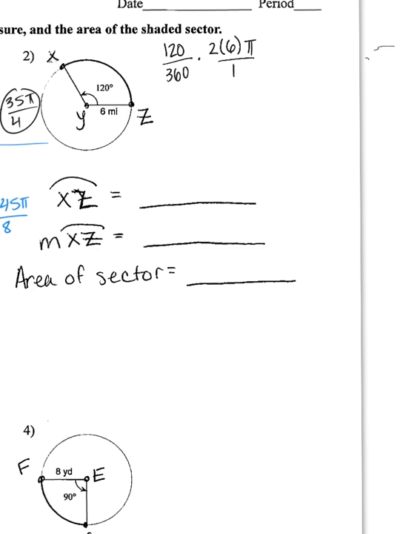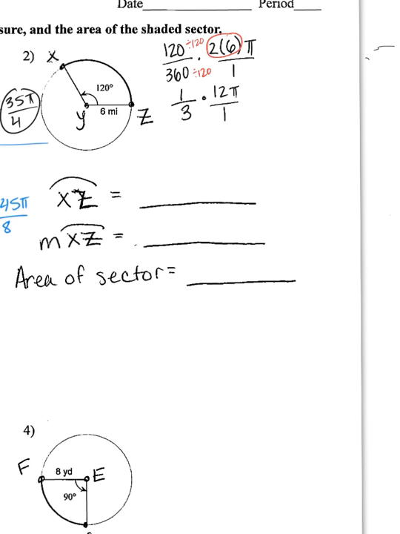So let's go ahead and start by reducing 120 and 360. Both of those numbers are divisible by 120 itself. So 120 divided by 120 is 1, and 360 divided by 120 would be 3. Then I have that times by 12 pi.